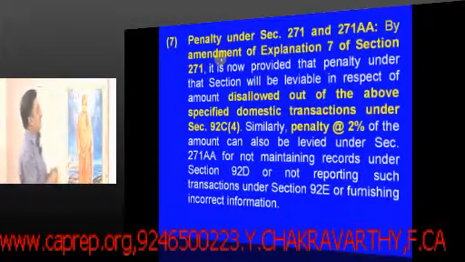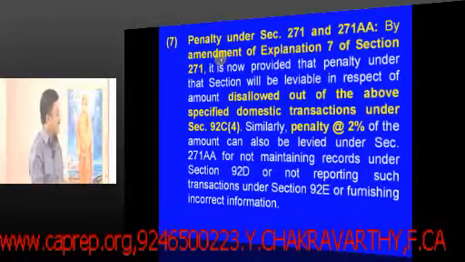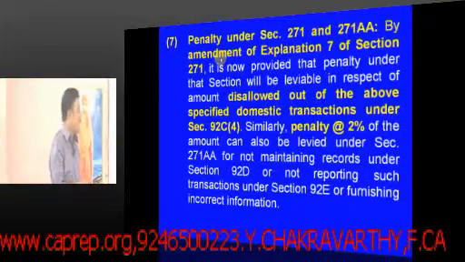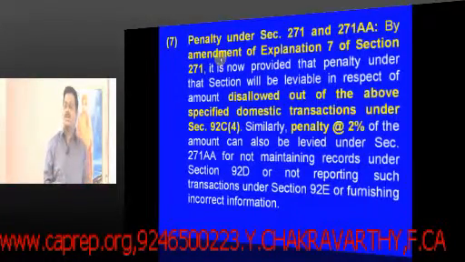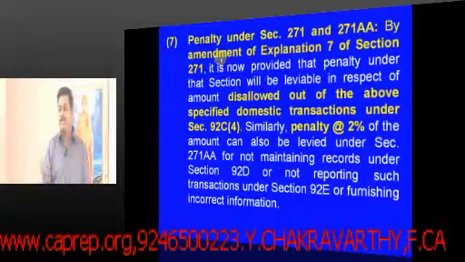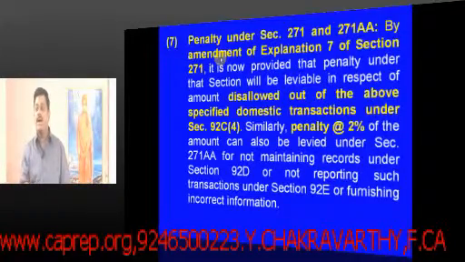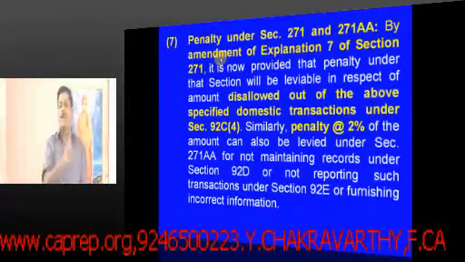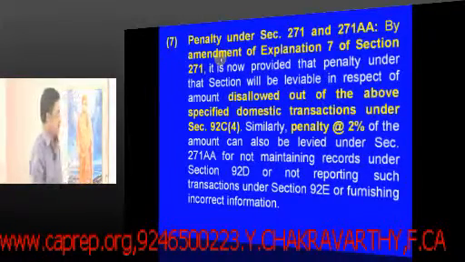Then the next issue is that a penalty at the rate of 2% of the amount can also be levied under section 271AA for not maintaining the records under section 92D. Just like that, if I request, nobody will adhere to my requests. So I am saying that you have to maintain the records, and if you don't maintain the records, I will penalize. At what rate? 2% of the value of the transaction.